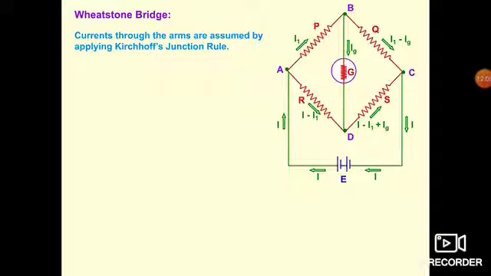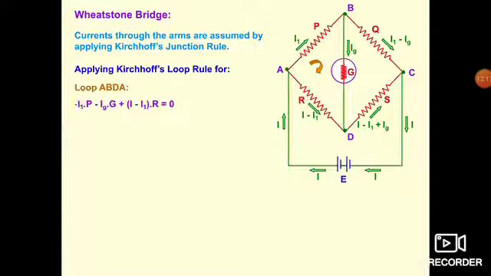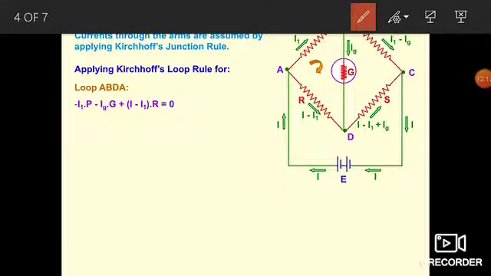So the currents through the arms are assumed by applying Kirchhoff's junction rule, then applying Kirchhoff's loop rule in this loop in which the current is moving, that is loop ABDA. Again I am telling you, the terminal where current is entering becomes positive, the opposite will be negative. In this, current I minus I1 is entering, that's why this is positive.